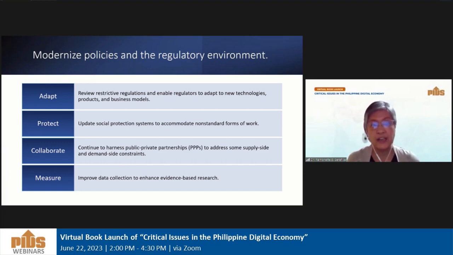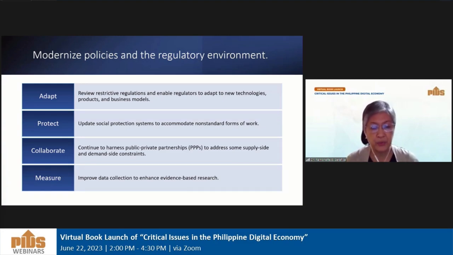While there are regulators like the BSP and the SEC that can respond to innovation introduced in their sectors, other agencies may not enjoy the same level of authority, resources, or capacities. Legislative support is needed to enable regulators to adapt and to respond to potential harms without stifling innovation.